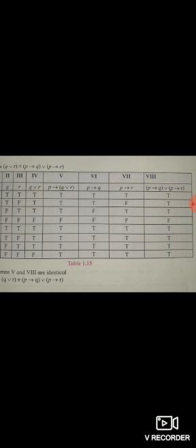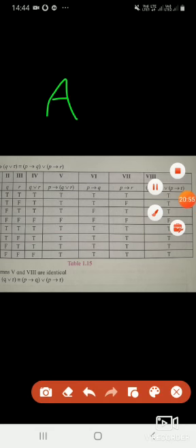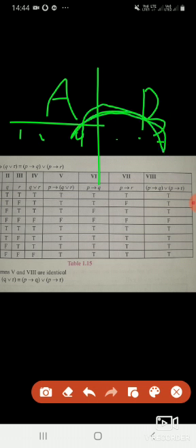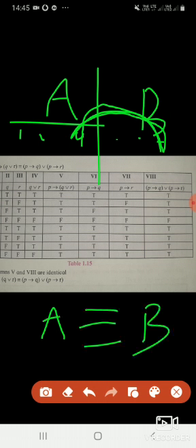Simply, find the truth table of the left hand side and the truth table of the right hand side. If both are identical, we write that they are equivalent. If you consider the left hand side statement as A and the right hand side statement as B, the last columns are equal, so we say the left hand side is equivalent to the right hand side. Then we can write the statement. Thank you.